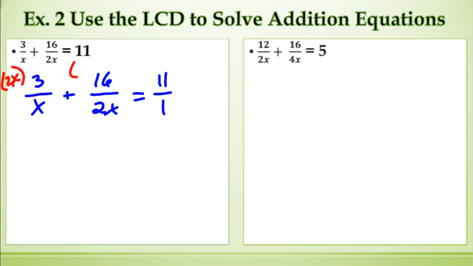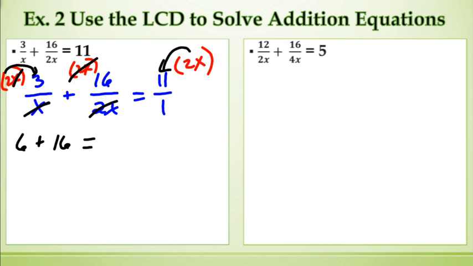If I multiply everything by 2x, I get rid of all my fractions, and I'm just dealing with whole numbers or integers. So do this, 2x divided by x, the x's cancel out. I just have 2 times 3, which is 6. 2x divided by 2x is 1. 1 times 16 is 16. 2x divided by 1 is just 2x. 2x times 11 equals 22x.